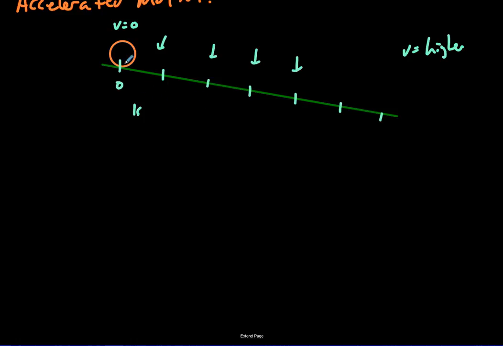Or another way to look at it is, in the first second, maybe it covers this. In the second second, maybe it covers this. And in the third second, maybe it covers that. So it covers 1 meter in the first second, then 2 meters in the second second, then 3 meters in the third second, and so on. So we can see here that its velocity is increasing as it goes. Okay, so we have an accelerated motion.